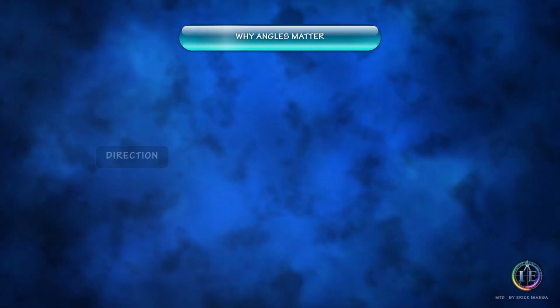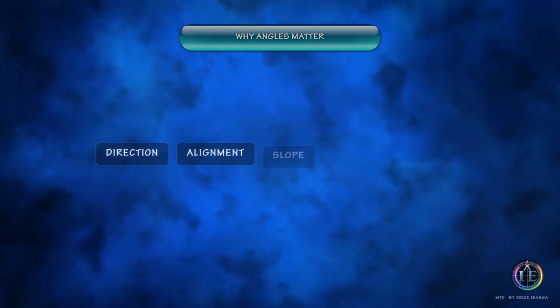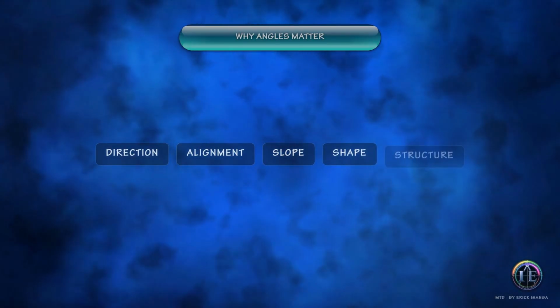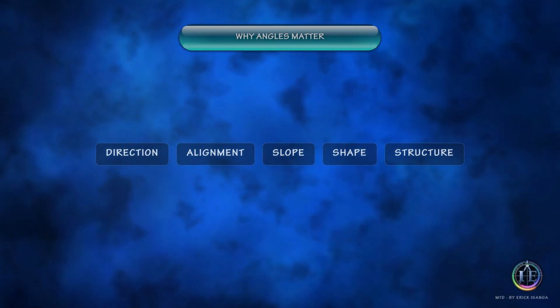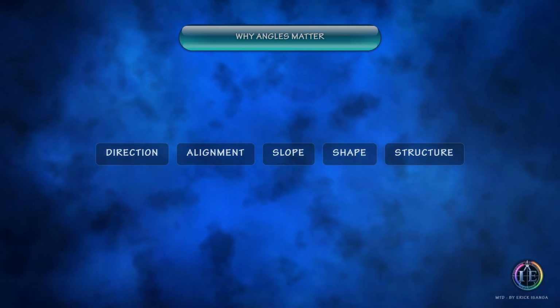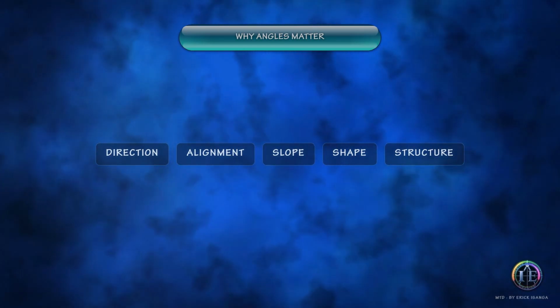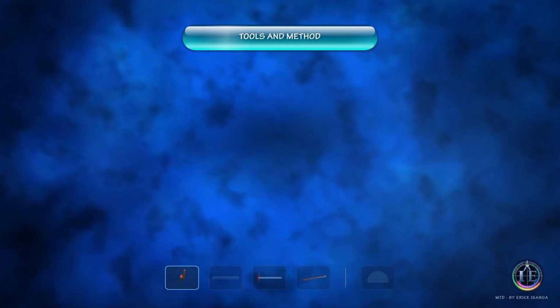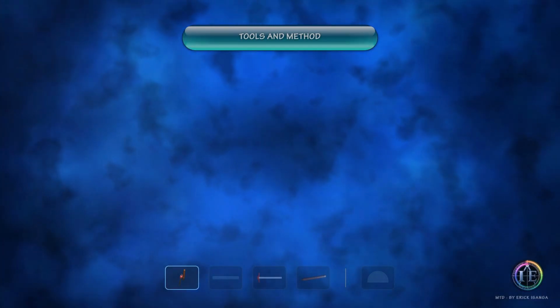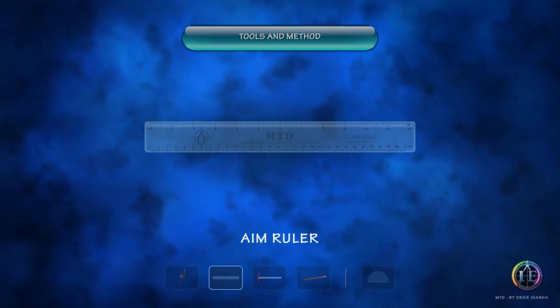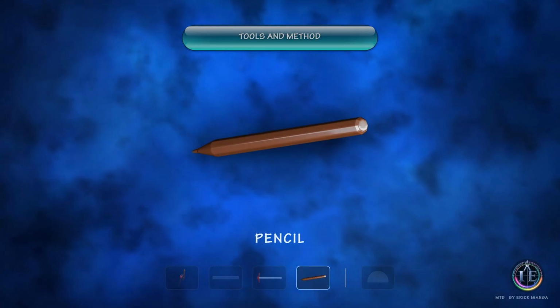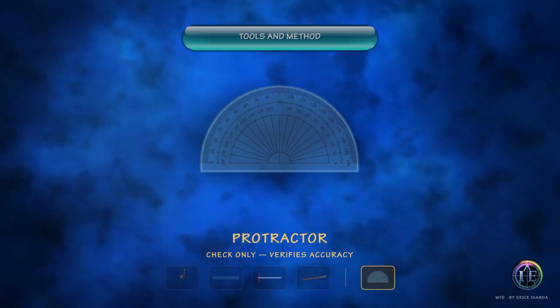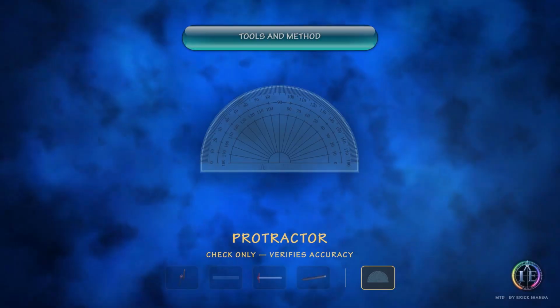Angles are fundamental to geometry, engineering, architecture, design, and construction. They define direction, alignment, shape, slope, and the relationship between lines and surfaces. In these lessons, we construct angles geometrically, using the engineering compass, the aim ruler, the T-square, and the pencil. The protractor is used only to check that a finished construction is accurate.